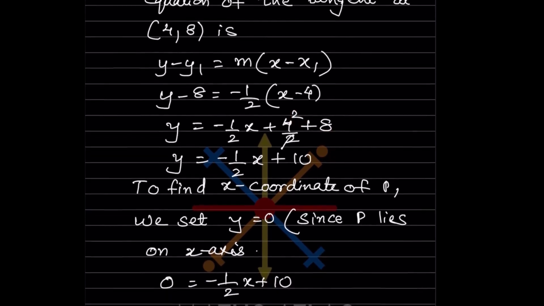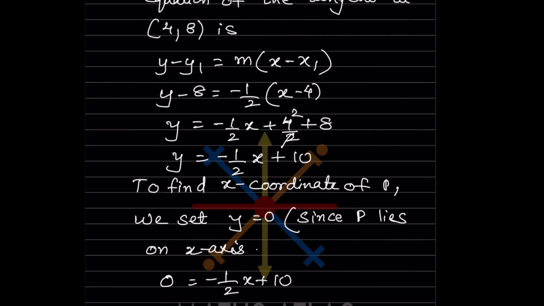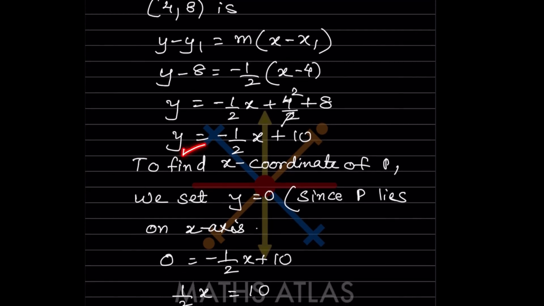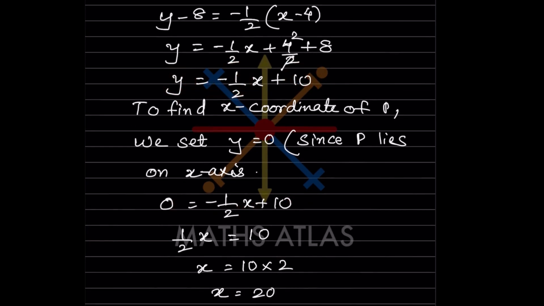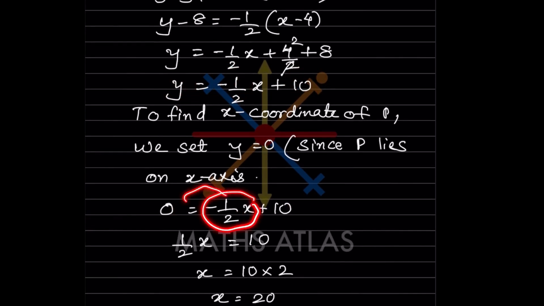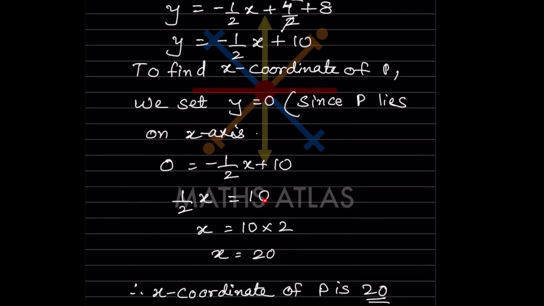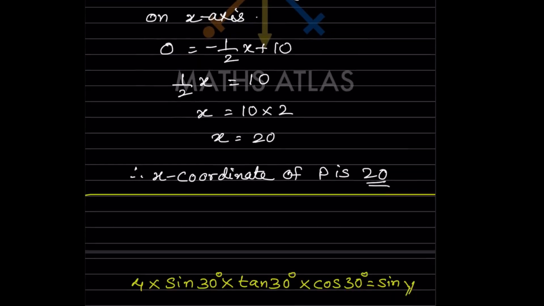So to find the x coordinate, we want the x coordinate of P. We have to set y to be 0. Why do we put y equal to 0? Since P lies on the x-axis. So in place of y, we are going to put 0. This minus 1 by 2x plus 10. Now if we take it on this side, the minus becomes plus, 1 by 2x is 10. So x will be 10, and this 2 will go on that side. So x is going to be 20. Because we want the x coordinate of P, that is 20.